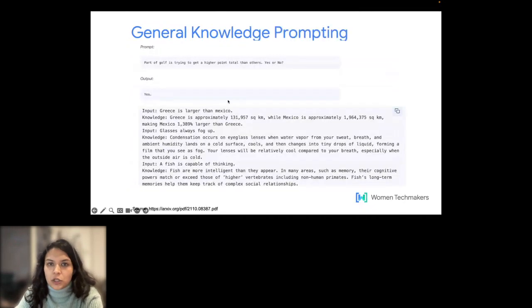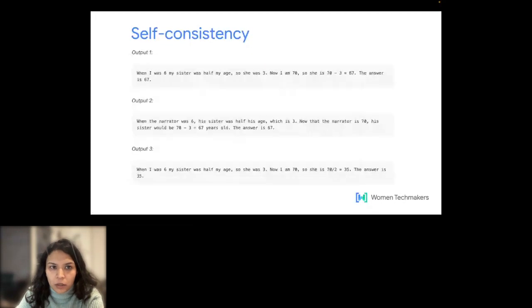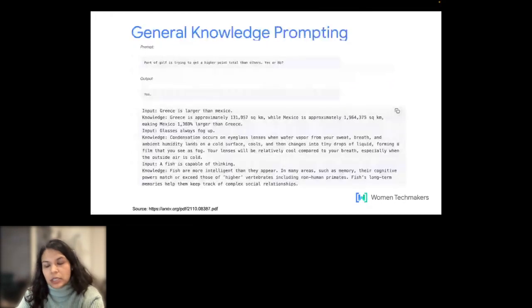Moving on to general knowledge prompting. So till now, whatever prompting strategies we have seen, we were giving an example as part of the prompt. Now, in general knowledge prompting, we are asking the model to use external world knowledge. Let's take an example, and it would be more clear. So, let's take this prompt. Part of golf is trying to get a higher point total than others. Yes or no? Okay, and it gives the answer as yes, which is wrong.